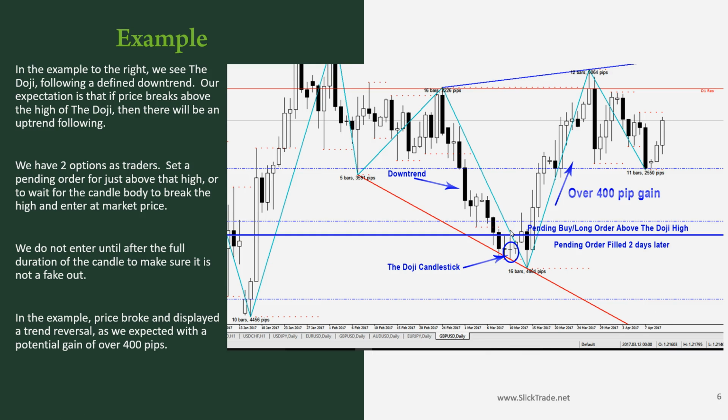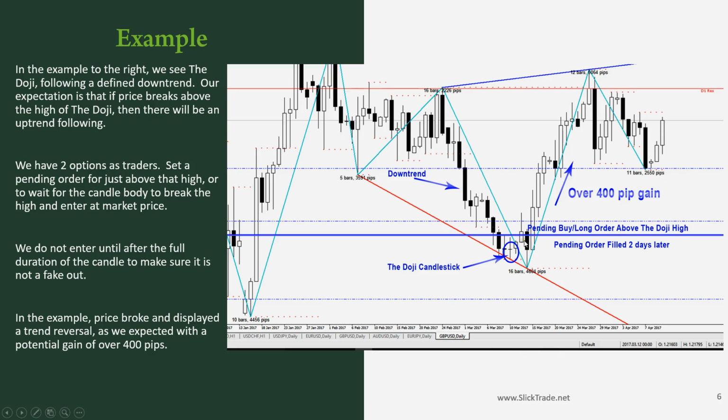Okay. We do not enter until after the full duration of the candle to make sure it is not a fake out. So if you use the pending order method, and let's say price shot up and then came back down and closed below that high, then that could be a fake out.